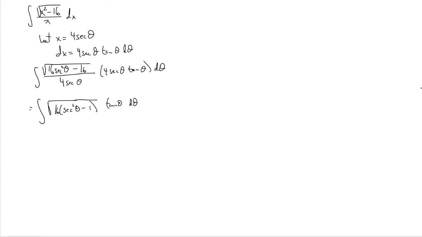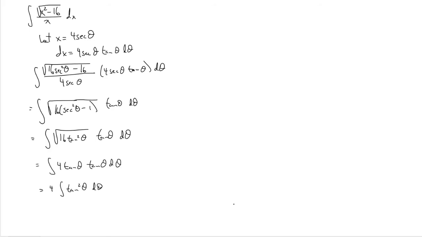And then secant squared theta minus 1 is tangent squared theta. That's one of our trig identities. And I am happily left with a perfect square under the radical. So I can take the square root of that. And when the smoke clears, you're left with 4 times the integral of the tangent squared theta d theta.